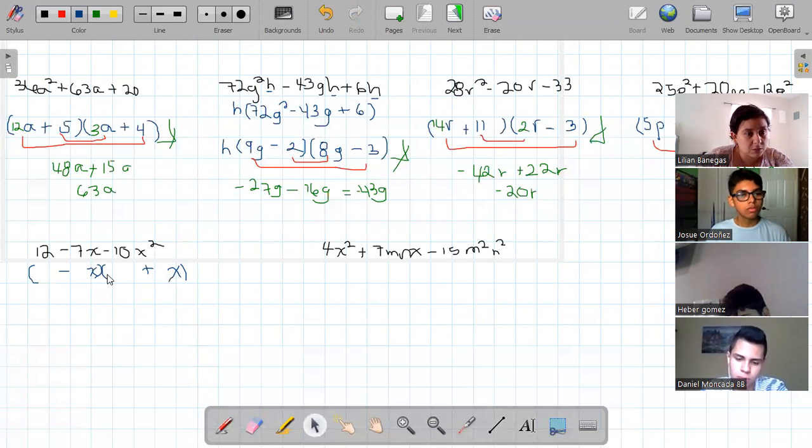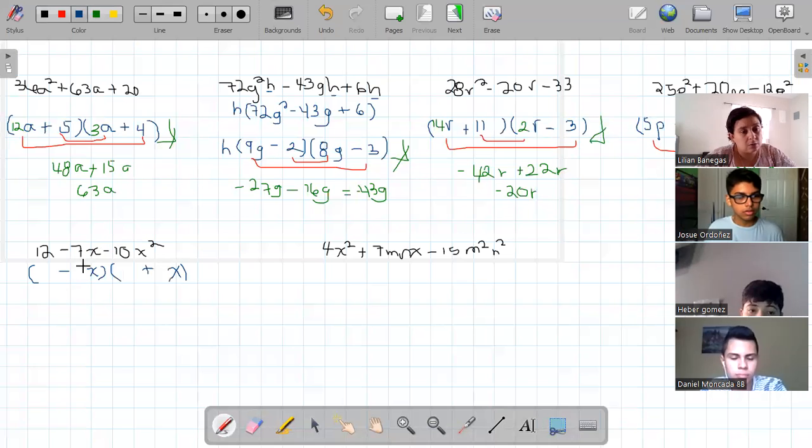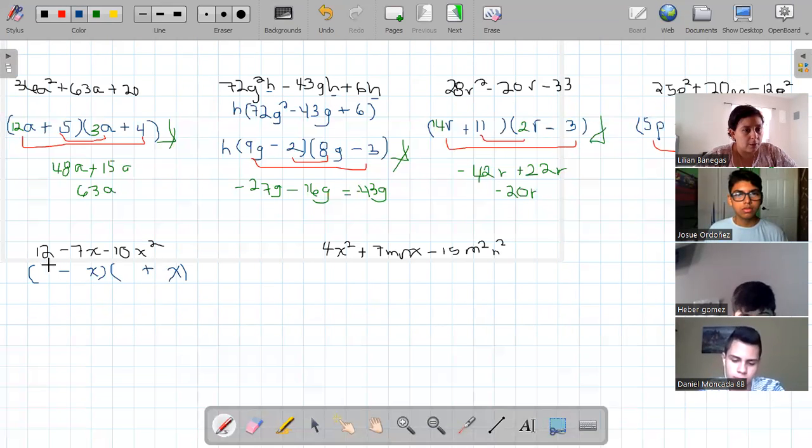Let me move this. This is a little bit too close. And we're going to do exactly the same. A number that multiplied by another gives me 12, and a number multiplied by another that gives me 10. So what number multiplied by another will give me 12? 6 and 2. 6 and 2, okay. What number multiplied by another will give me 10?